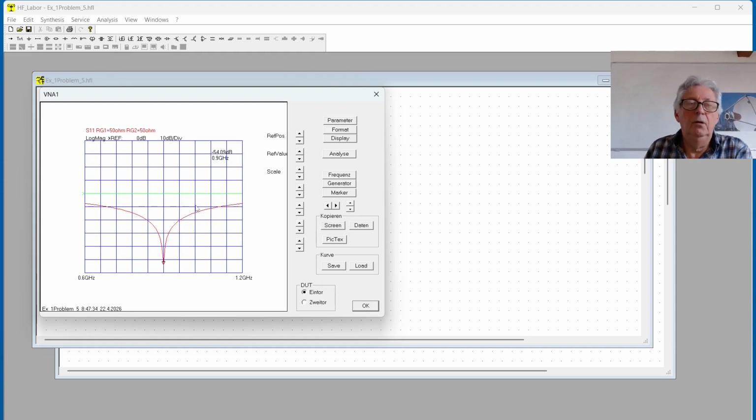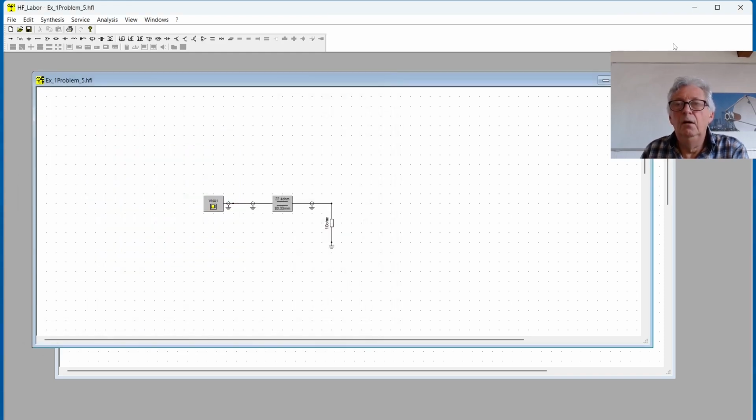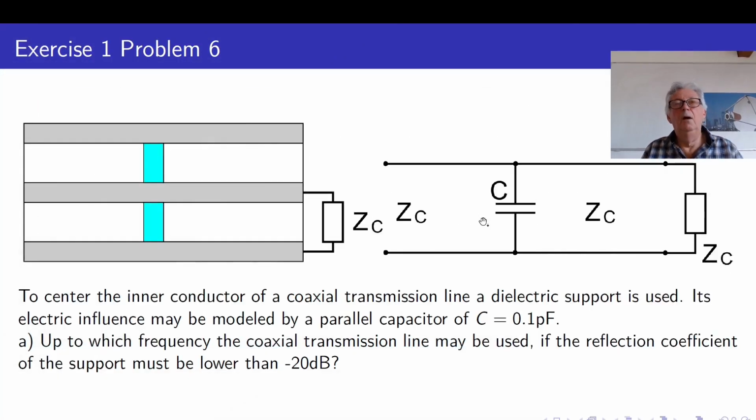If you want to have a broader bandwidth in this region, you must use more quarter wave transformers. So this will be discussed in a later exercise. So now we can go on with our next problem. In our next problem we will discuss the following problem.